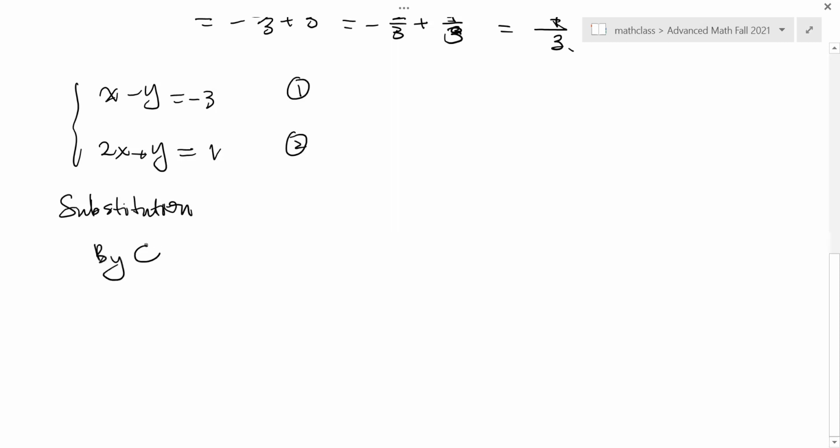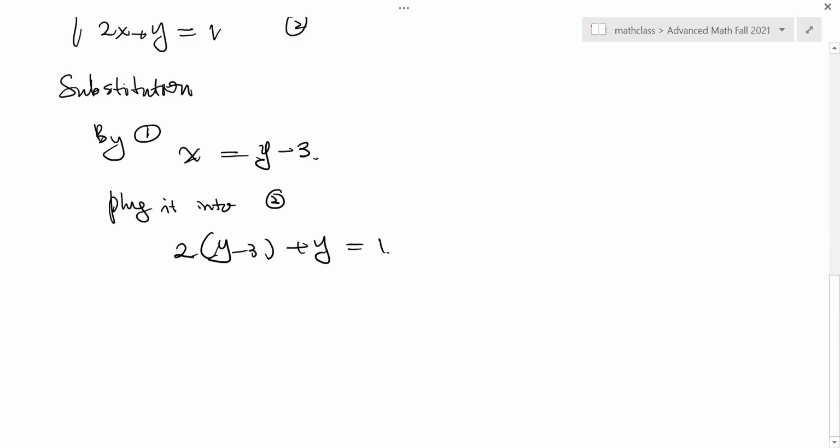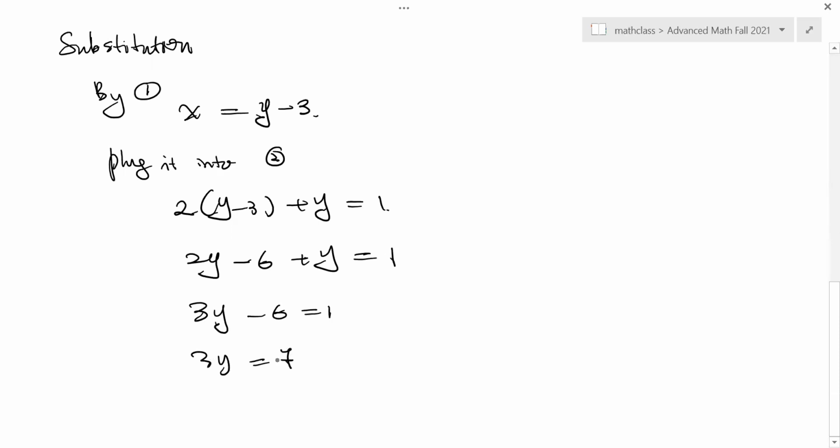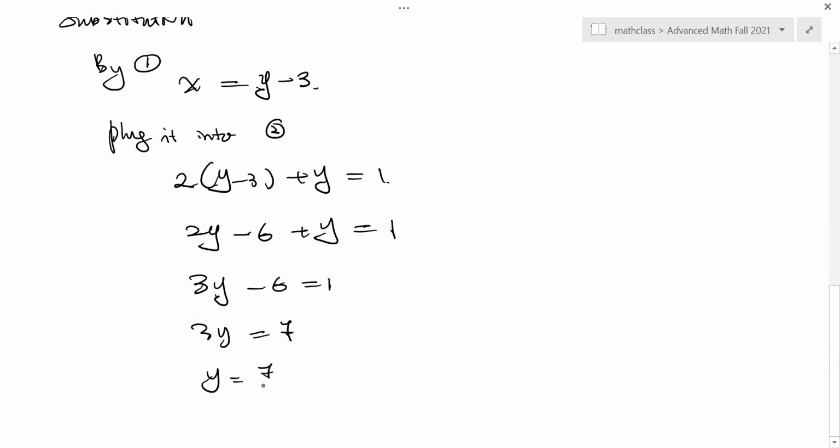By the first equation, I solve for x. You move y to the right-hand side, so x equals y plus 3. Then I plug it into equation 2. In the place of x, I put y plus 3, plus y equals 1. So I get 2y plus 6 plus y equals 1. So 3y plus 6 equals 1. I move 6 to the right-hand side, it becomes negative 5, then you divide by 3 on both sides.